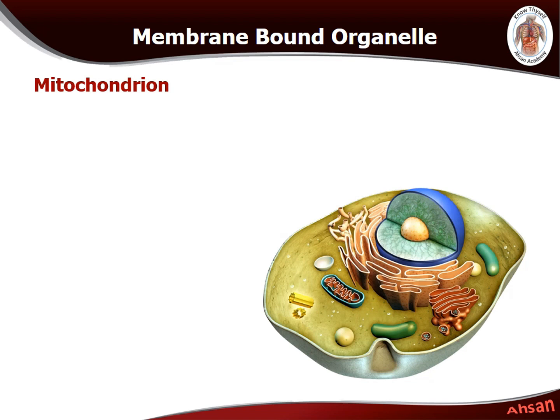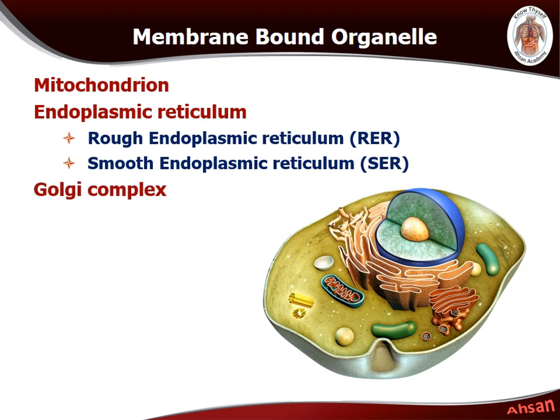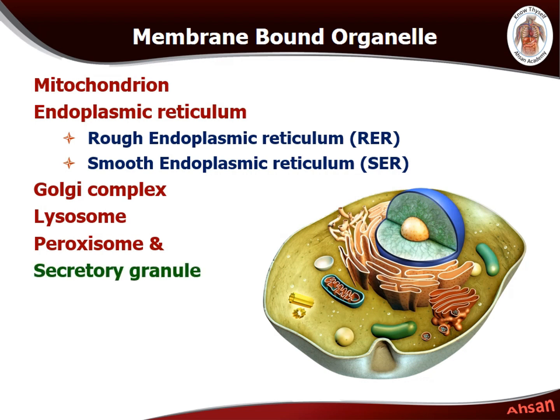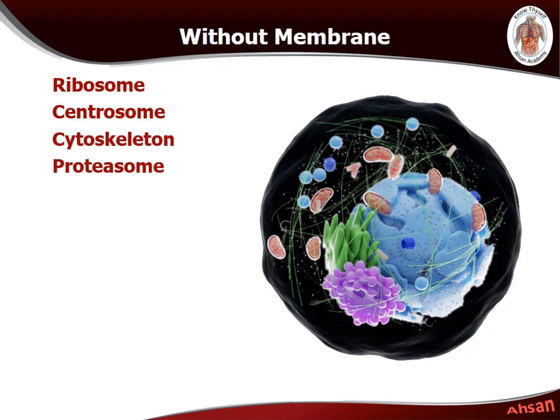Membrane-bound organelles are mitochondria, endoplasmic reticulum, which may be rough or smooth, Golgi complex, lysosome, peroxisome, and secretory vacuoles or granules. Secretory vacuoles are shown in another color because they may not be present in all cells. Without membrane: ribosome, centrosome, cytoskeleton, and proteasome.